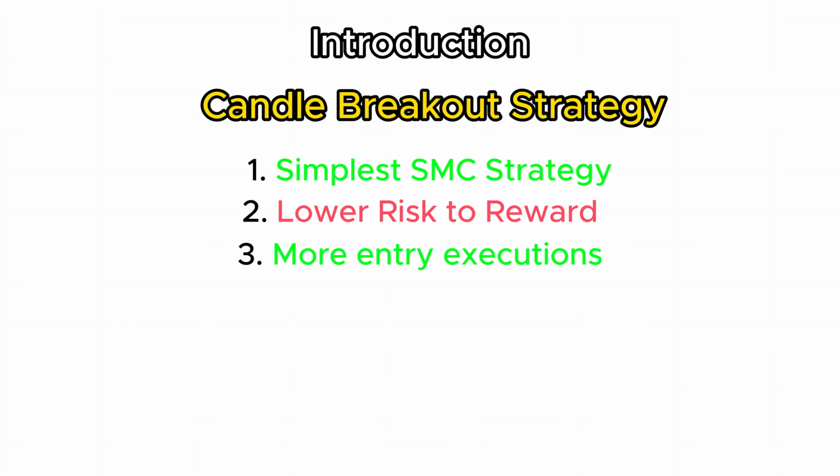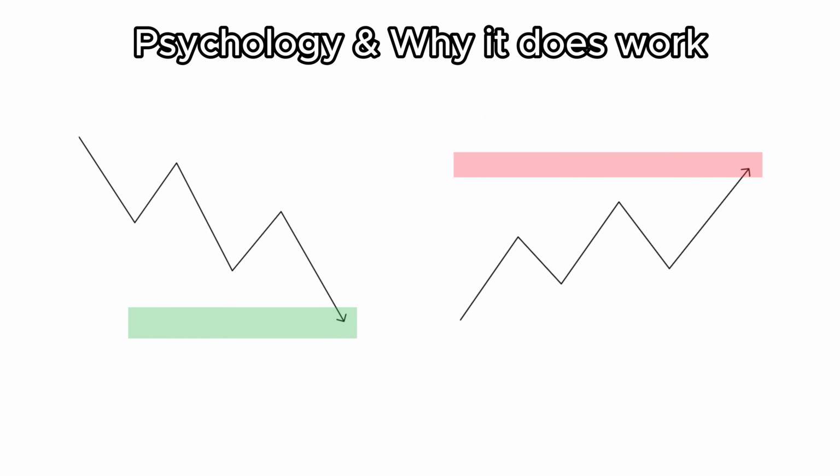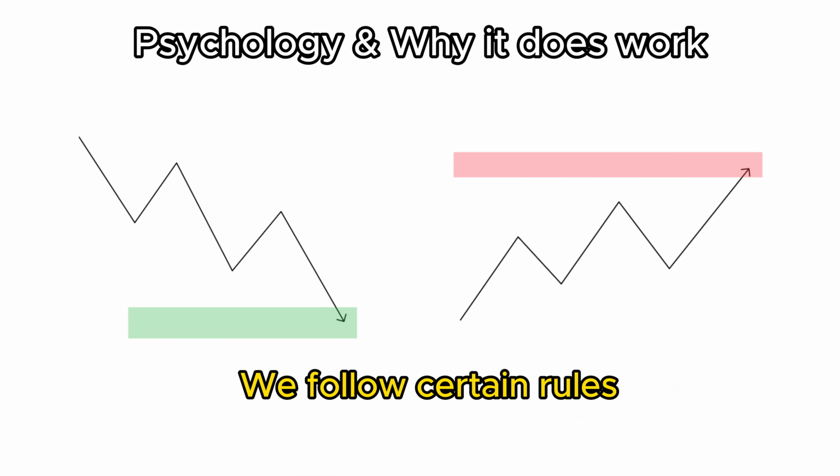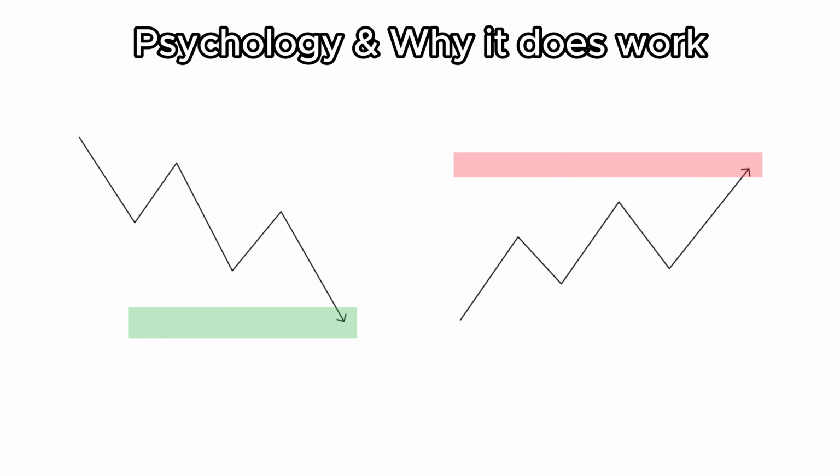Before going deep into explaining and trading the strategy, we need to understand the mind games and psychology, how and why it does work. To increase the chances of entering high-quality trades in smart money concepts, we follow certain rules. For example, we wait for price to hit key levels on high time frames. These key levels can be smart money structures like demand zones and supply zones.